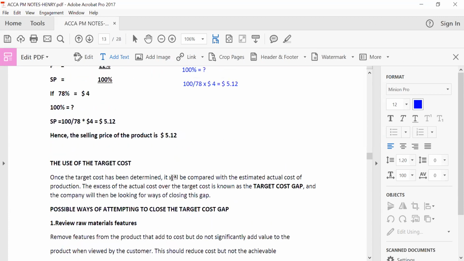So I move on to the next bit to explain what we mean by target cost gap and how to eliminate target cost gap. But first of all, the use of target cost. The advantage of using target costing is for the purpose of decision making. All the costing techniques, we tend to go through that. Why do you want to determine the cost of the product? You want to determine the cost of the product on the basis of what?